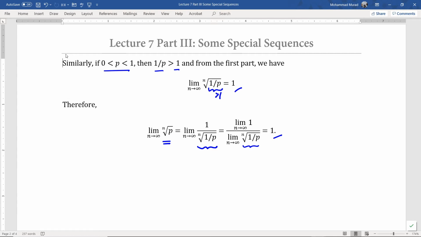Now, it is left to prove that the statement is true for the case p equals 1, which is obvious. Because the nth root of 1 is always 1, this becomes a constant sequence.